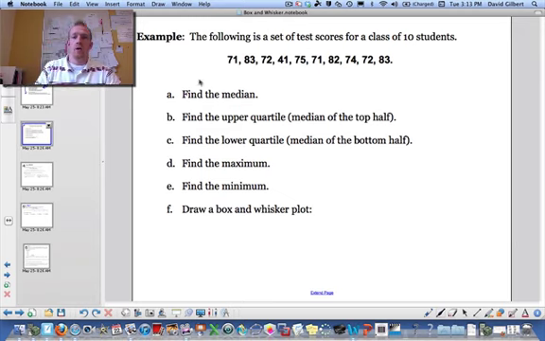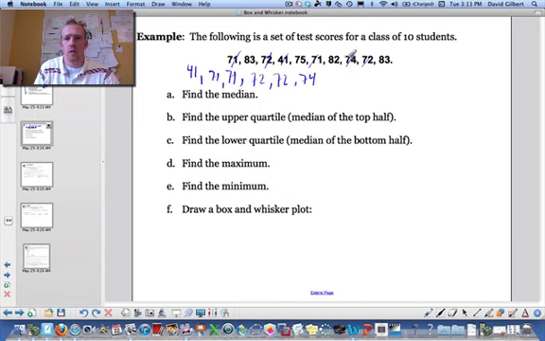Now we're going to order our numbers from least to greatest. We got 41, next biggest is a 71. There's two of those. And we got 2 72s. We've got a 74. We've got a 75. An 82. And 2 83s.